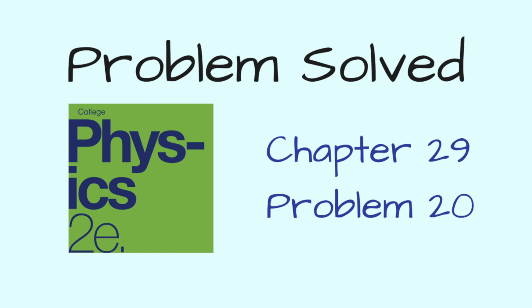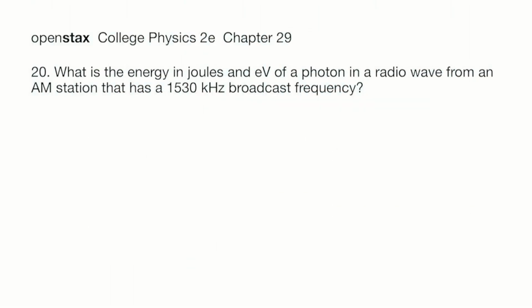Welcome. In this video, we are going to take a look at problem 20 from chapter 29 of College Physics 2E by OpenStax. In this problem, we need to find the energy in joules and electron volts of a photon in a radio wave from an AM station that has a known broadcast frequency.